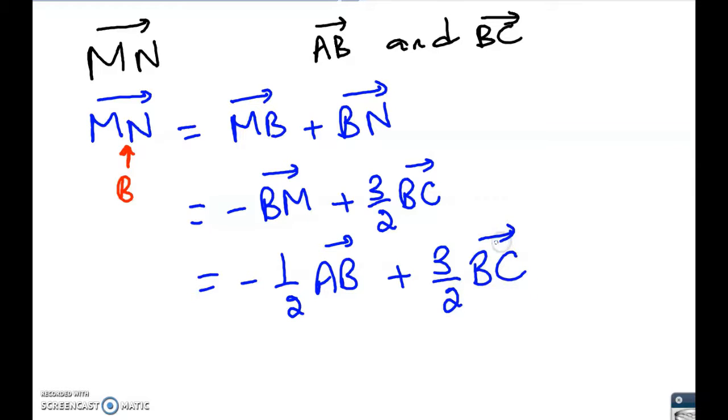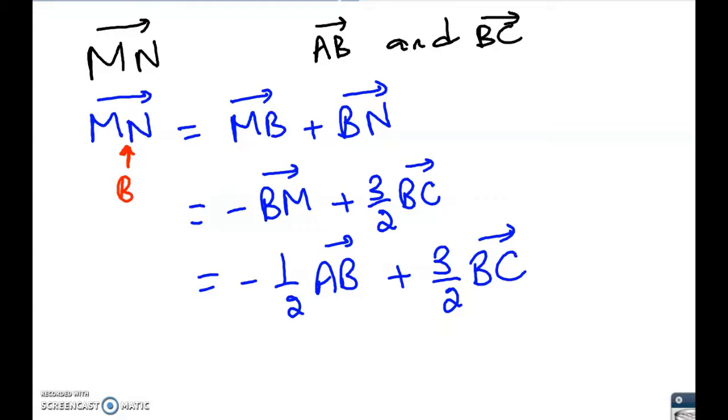And now we're done because we wrote MN as a number times AB plus a number times BC, so it means we wrote MN as a linear combination of AB and BC. Of course, this is not the only way possible.